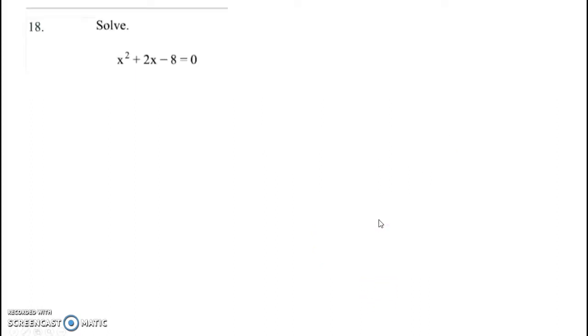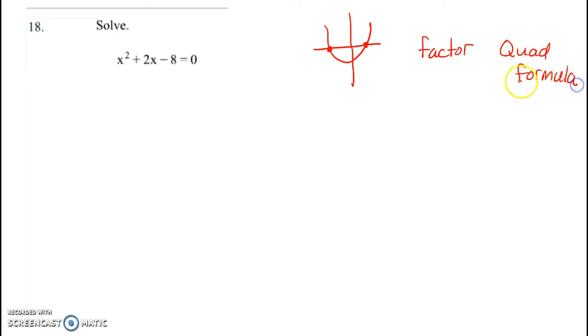Number 18. Solve. x squared plus 2x minus 8 equals 0. This is a quadratic, and in order to solve a quadratic, you need to either graph it. When we're solving a quadratic, what we're doing is we're looking for the x-intercepts. And I don't feel like graphing it because there's easier ways to do this. The other way that you can solve is to factor and use your zero product property and solve for your x-intercepts that way, or you can use the quadratic formula. Quadratic formula always works, but there's a lot of places to make mistakes. Let's see if this thing will factor.